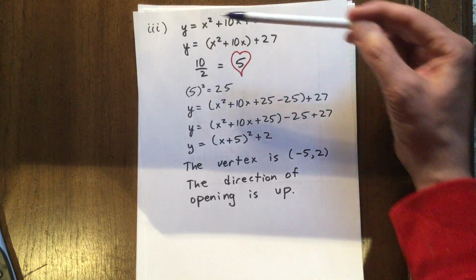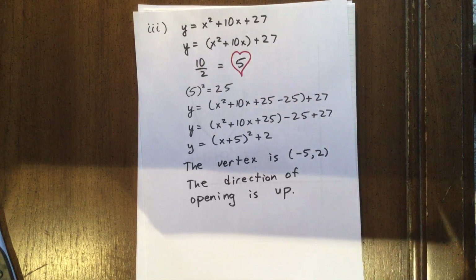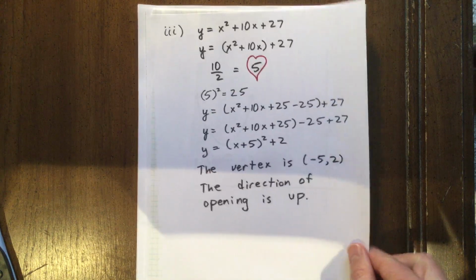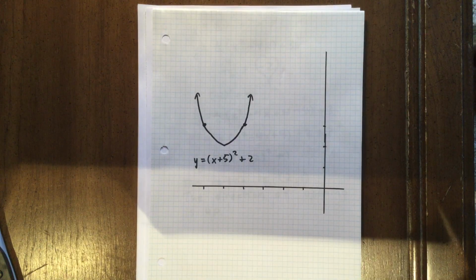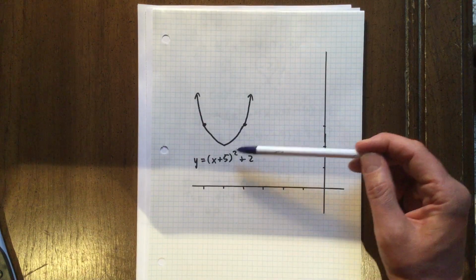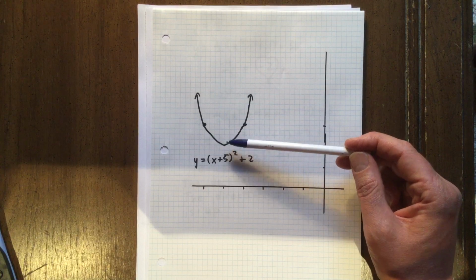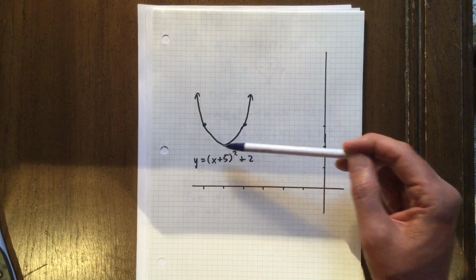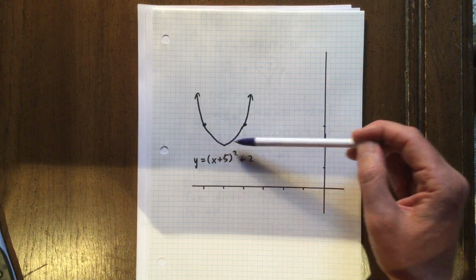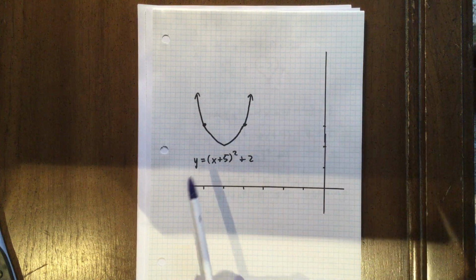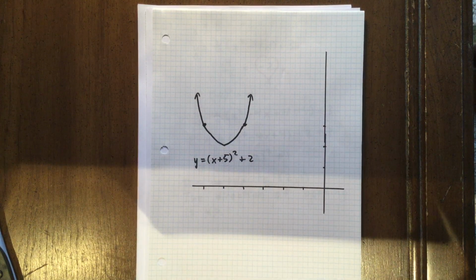The direction of opening is up because the lead coefficient is positive. And when we go to graph that, we see that our vertex is at negative 5, positive 2, and if we go one square to the left and one square to the right, we see that we go up 1 square because our lead coefficient is 1.